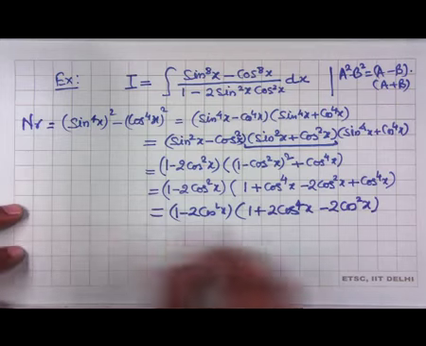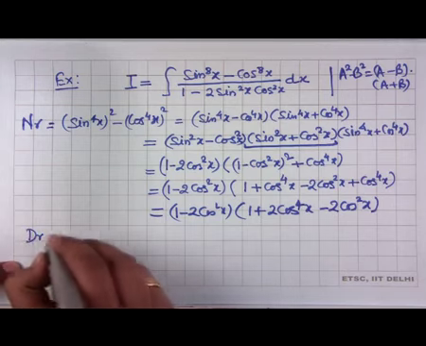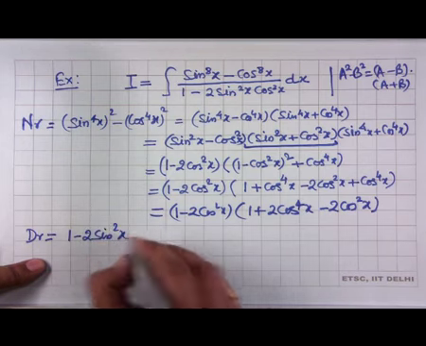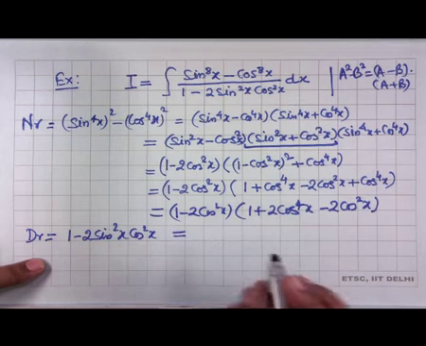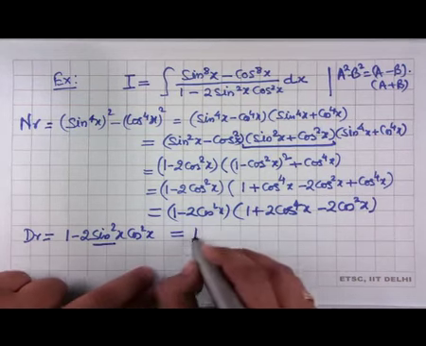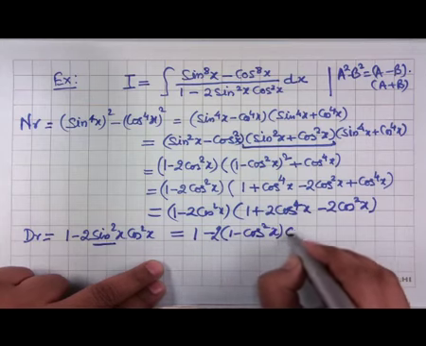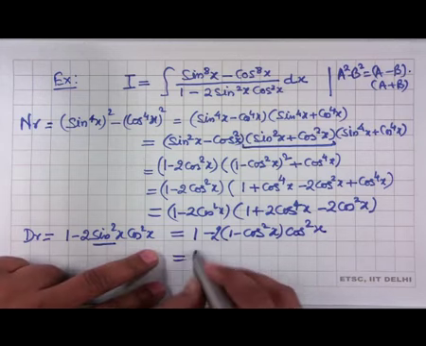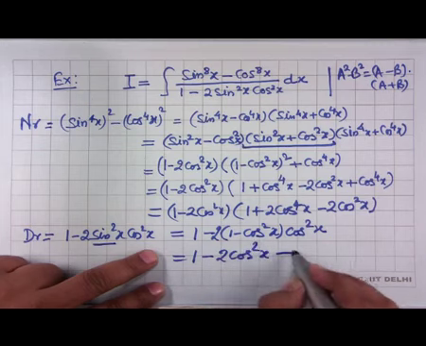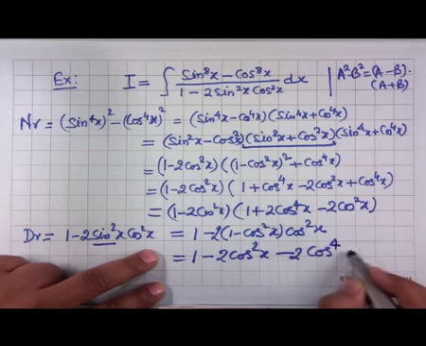Now, let us look at the denominator and do the same technique here. The denominator is 1 minus 2 sin square x cos square x. As in the numerator I have written everything in terms of cos, here also I want to write it in terms of cos. So, I will write it as 1 minus 2 times (1 minus cos square x) into cos square x, which will give me 1 minus 2 times cos square x, minus minus plus, 2 times cos raised to power 4x.